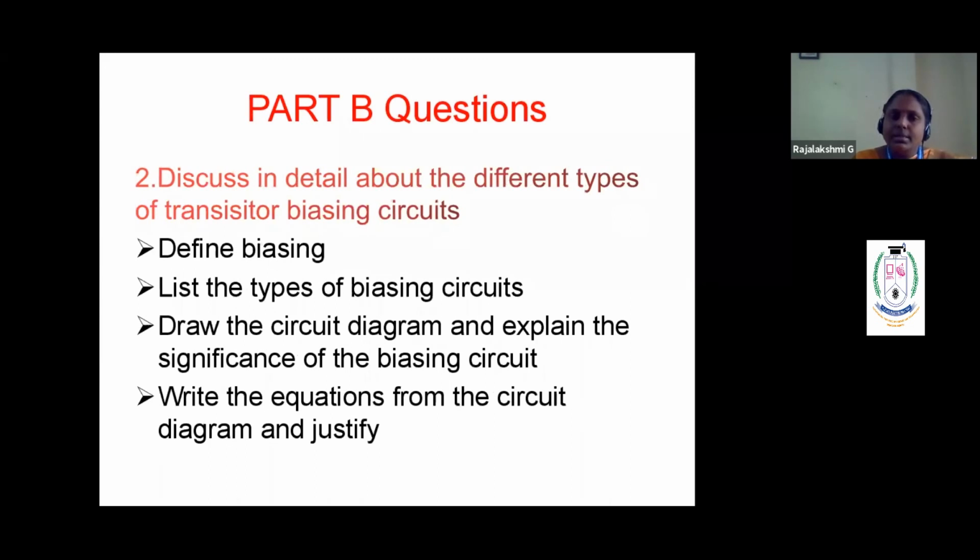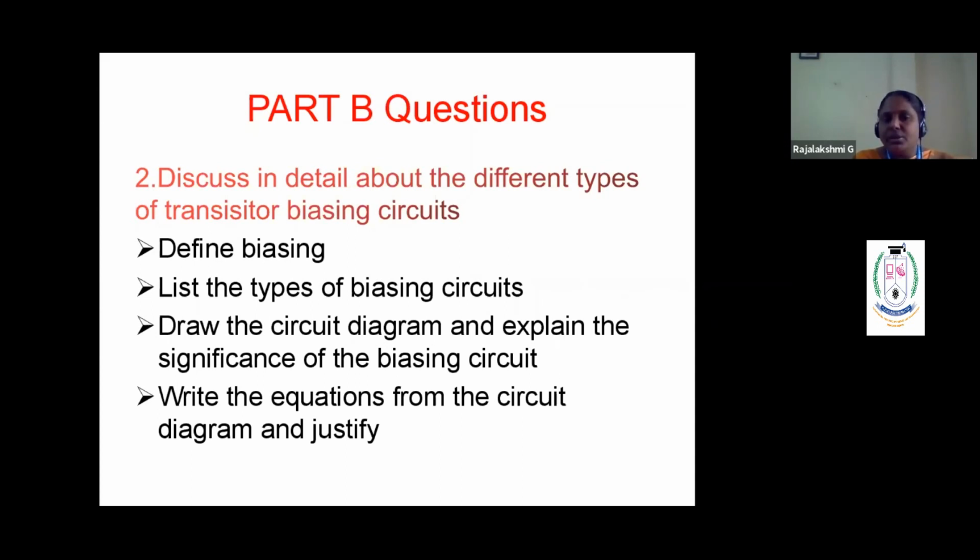And then discuss in detail the different types of transistor biasing circuits. First you tell what is biasing, then list the types of biasing and draw the circuit diagram for each biasing circuit. After that you have to calculate, or write, the output voltage value, current value, everything. Then discuss the stability and write the equations from the circuit diagram and justify.